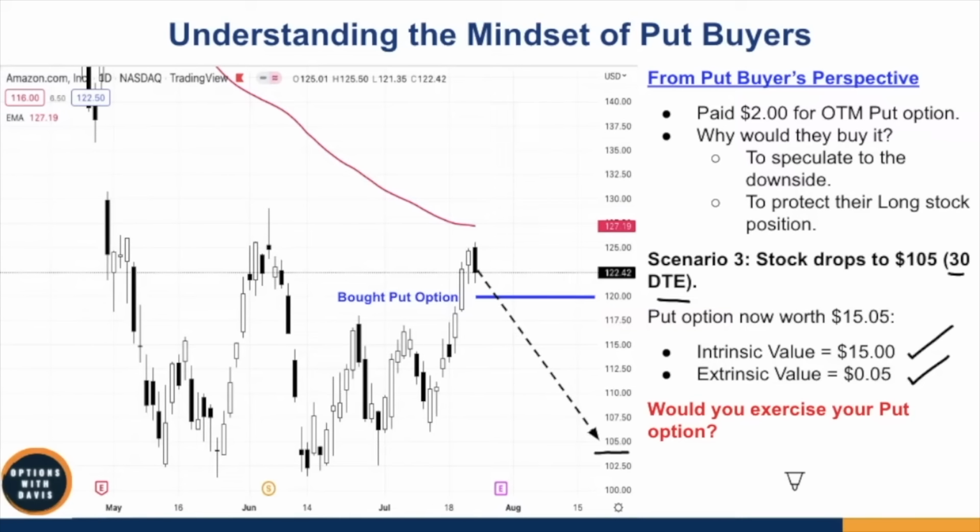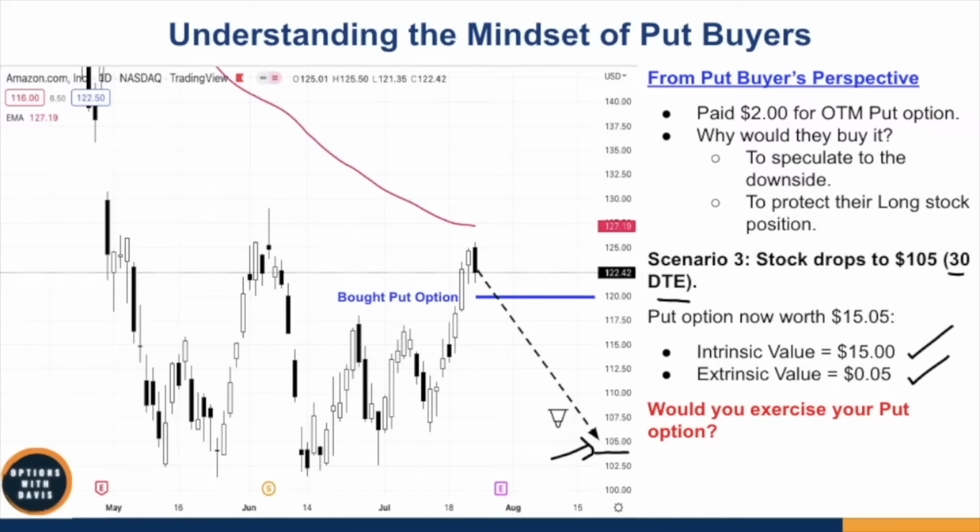Alright, so if you have really thought hard and thought long about this, you'll realize that there may not actually be a reason for you to exercise the put option, because there's still quite a bit of time left. There's still 30 days to expiration, right? And if I was to exercise my put option right now, what am I going to do with this 100 shares? Right? Am I going to close it out immediately at 105?